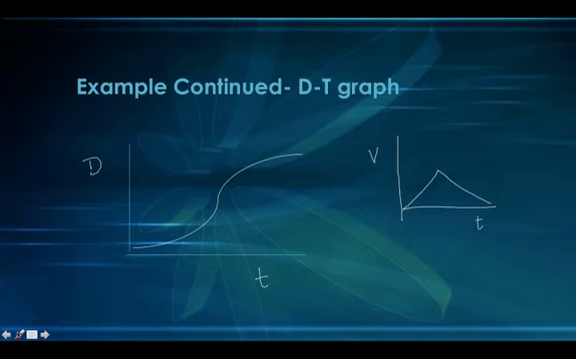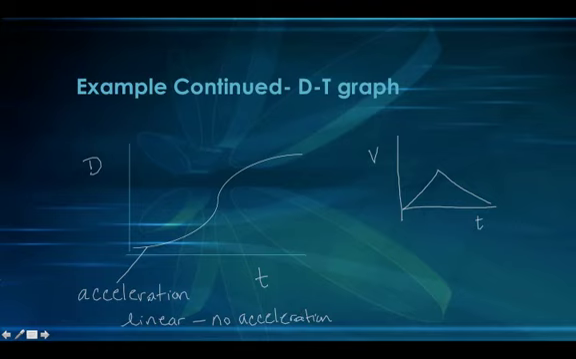Okay, so when I'm looking at DT graphs, usually you're going to see that you have curved lines. These curved lines indicate that there is acceleration. If I actually had a straight linear line, a linear line would mean that I have a constant velocity, because that would be my slope in this case. And if I have a constant velocity, I would have no acceleration. Okay. So you have to be able to keep these things straight.